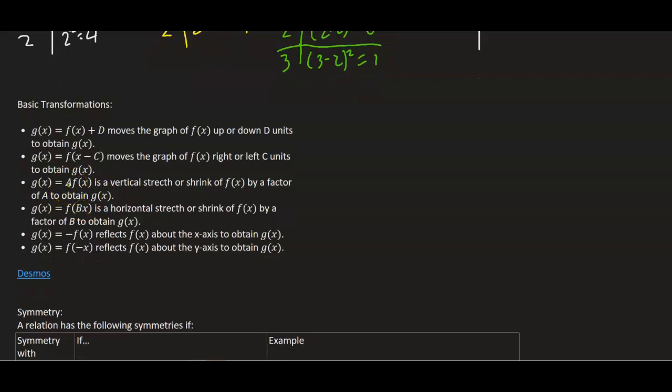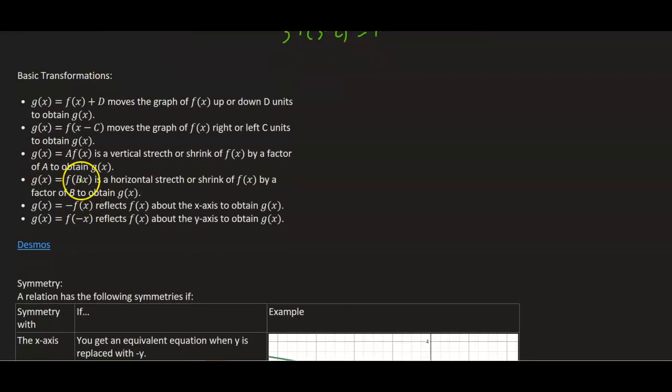Then we've got a times f of x. This is going to be a vertical stretch or a shrink depending on the value of a. So if a is greater than 1, then it's going to be a stretch. If it is a fraction or a decimal between 0 and 1, that means it's going to be a shrink. And this one isn't going to be too common, but if you multiply the x by b, that's going to be a horizontal stretch or a shrink. And again, if things are grouped with the x, it's going to be the opposite of what you think.